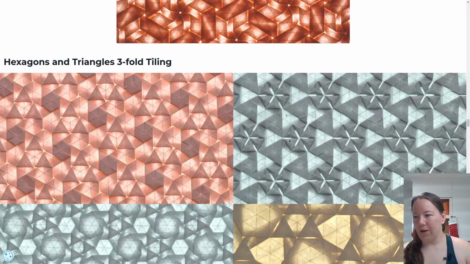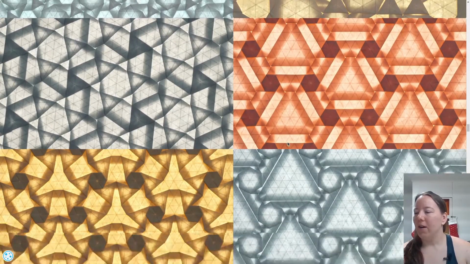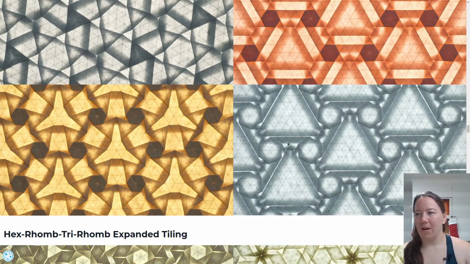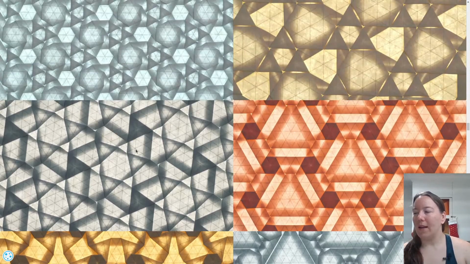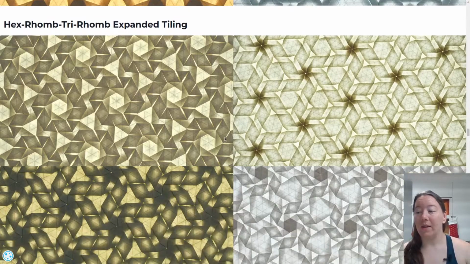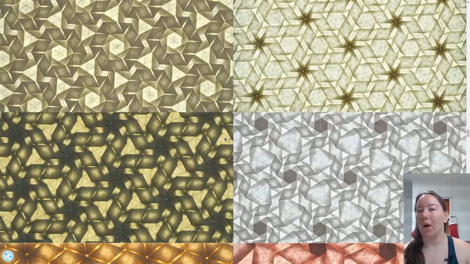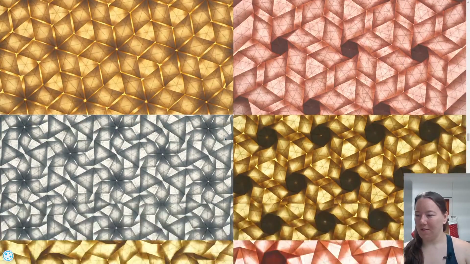Likewise, hexagons and triangles threefold. It's in Tessellations by Tiles. We have lots of different options. And you can start incorporating these hybrid hexagon twists to get even more patterns than what I teach in Tessellations by Tiles. Hex rom tri rom expanded. This is an easy way to get more options out of the hexagon, rhombus, triangle, rhombus tiling, and is also in Tessellations by Tiles.